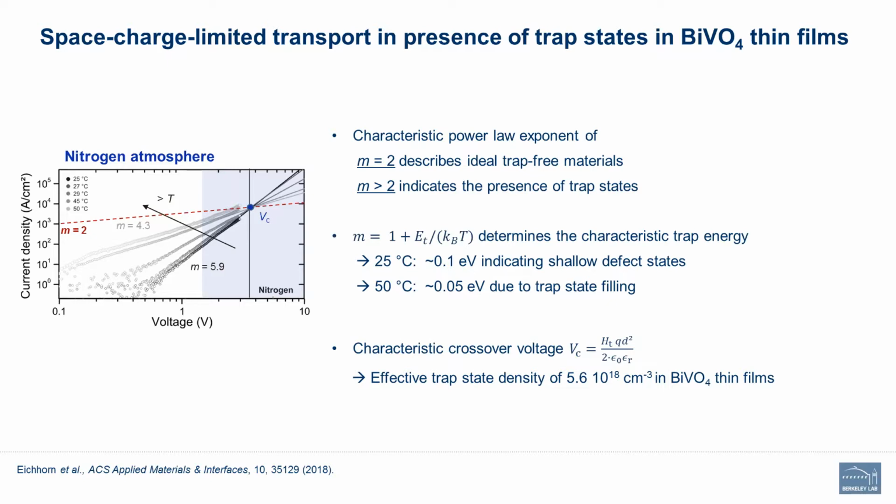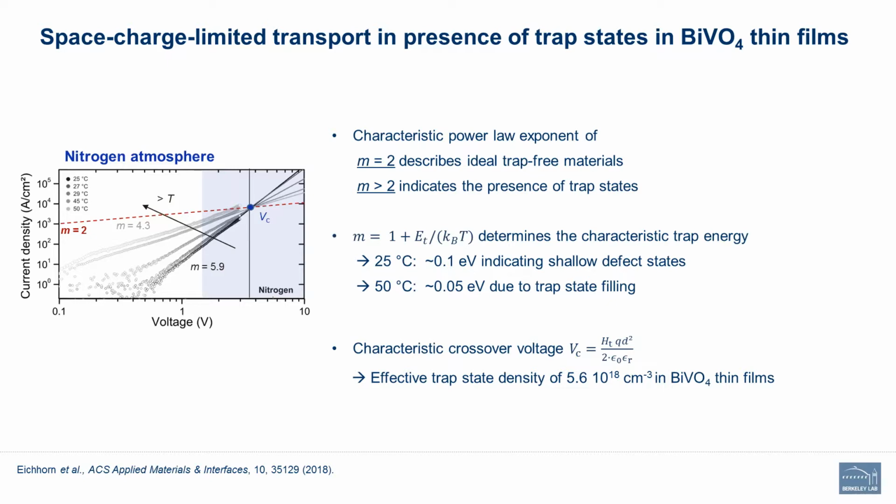In this kind of model, the power law exponent correlates to the characteristic trap energy, which can be calculated, and in the case of BiVO4 at room temperature it's about 0.1 eV, which indicates shallow defect states in BiVO4. For increased temperature we get some trap state filling and a reduction in the characteristic trap state energy.